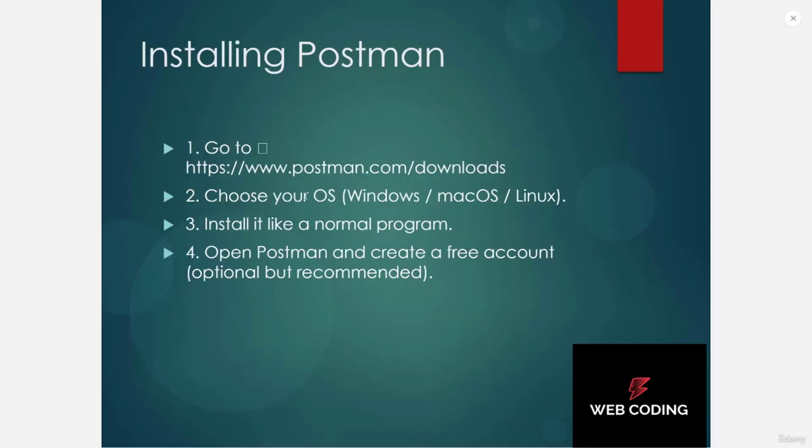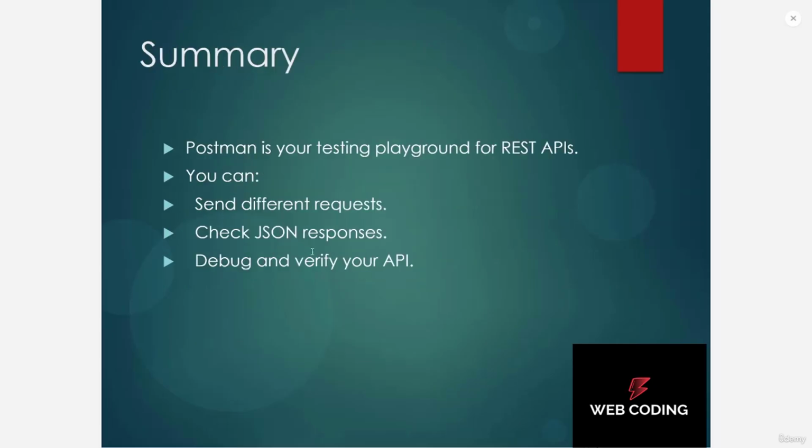So installing Postman is very simple. Just like any other software, we're going to go to postman.com, and then we're going to choose which operating system we have, and then we're just installing this. We're going to install it like a normal program. When you go ahead and try to install it, or after you install it, it might ask you to create an account. If you do not have one, just go ahead and create one. It's basically optional, but it's highly recommended, because you're going to use this later.